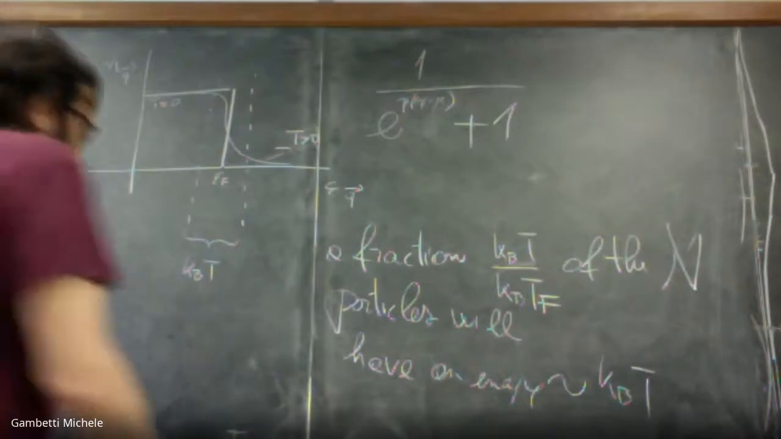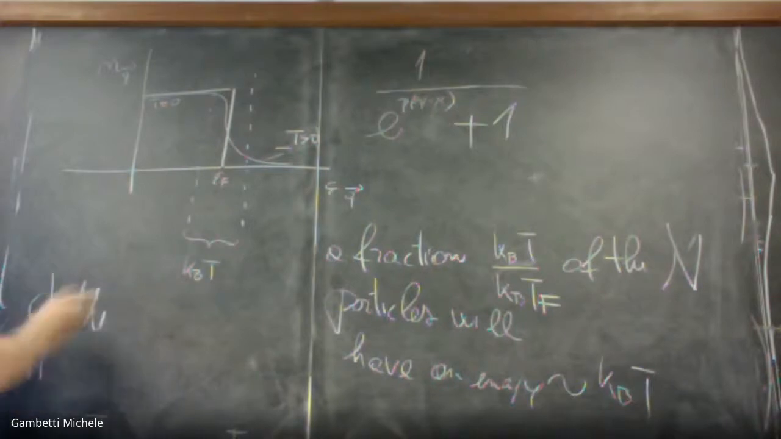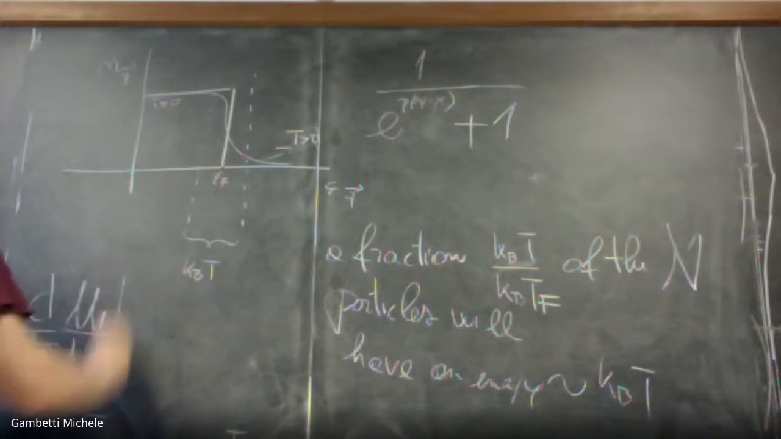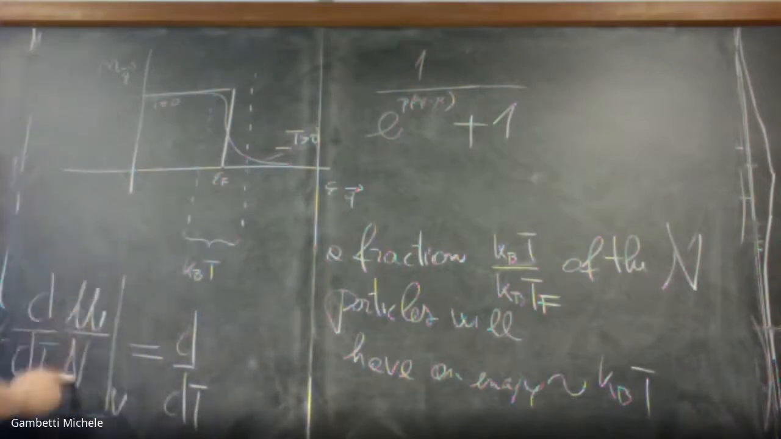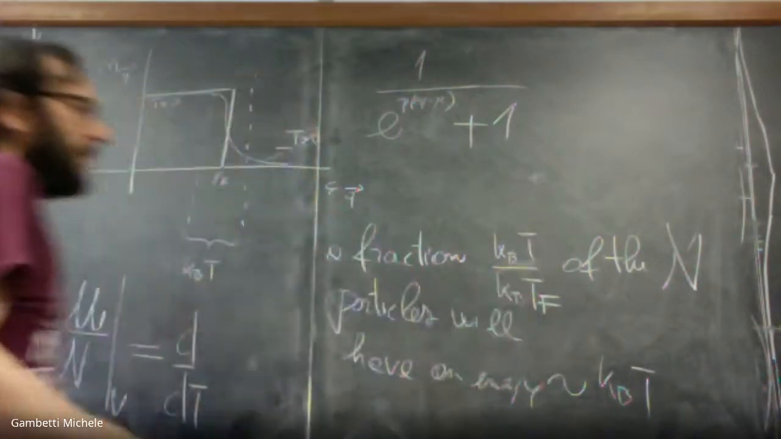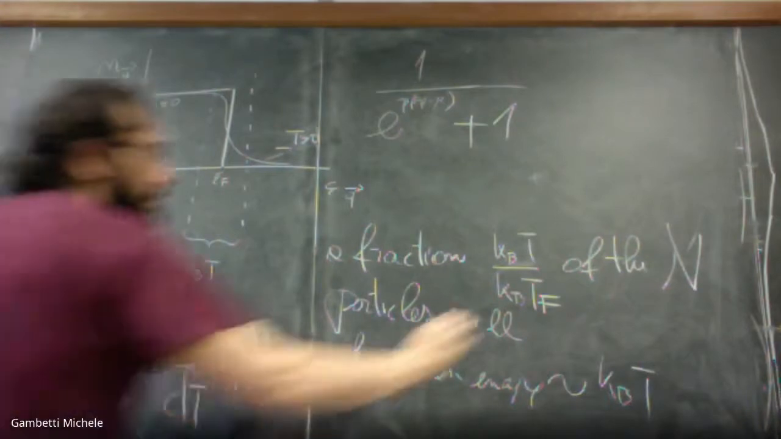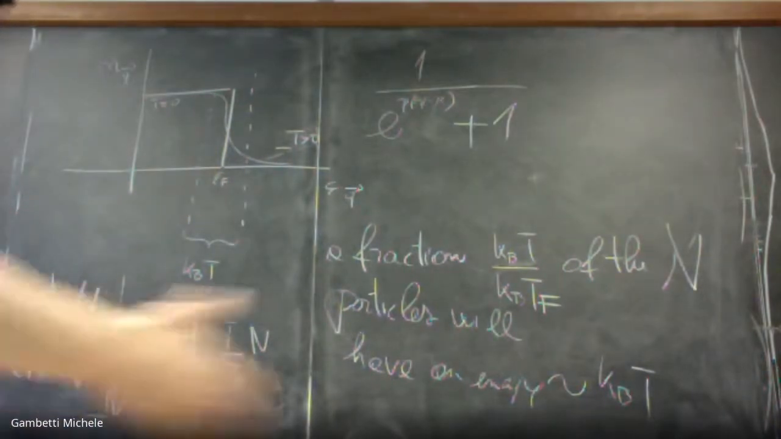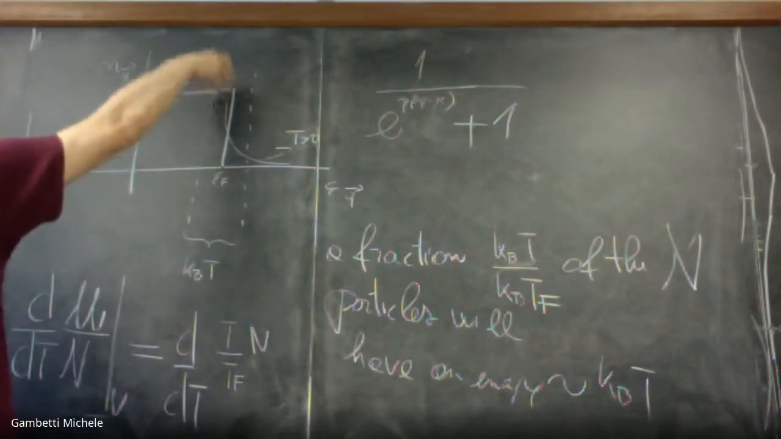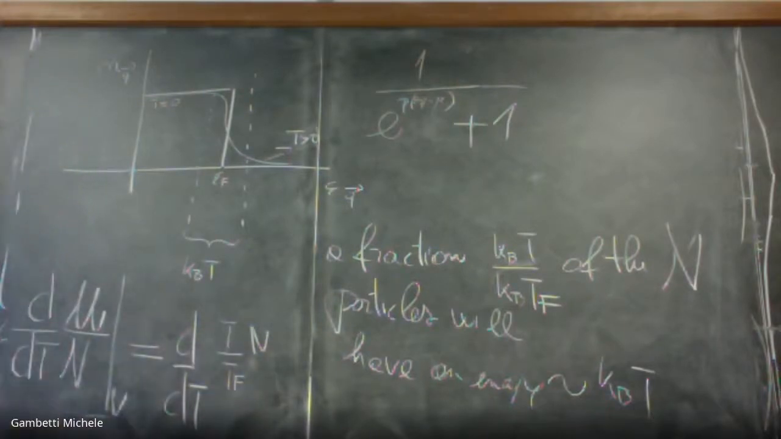Okay? So that means that if you take the derivative with respect to temperature of U, at fixed volume, this will be the derivative with respect to temperature of basically this number here. So you will have T divided by TF times N, which is the number of particles that are moved from below the Fermi surface to above it, times the energy of those particles, which is kBT.